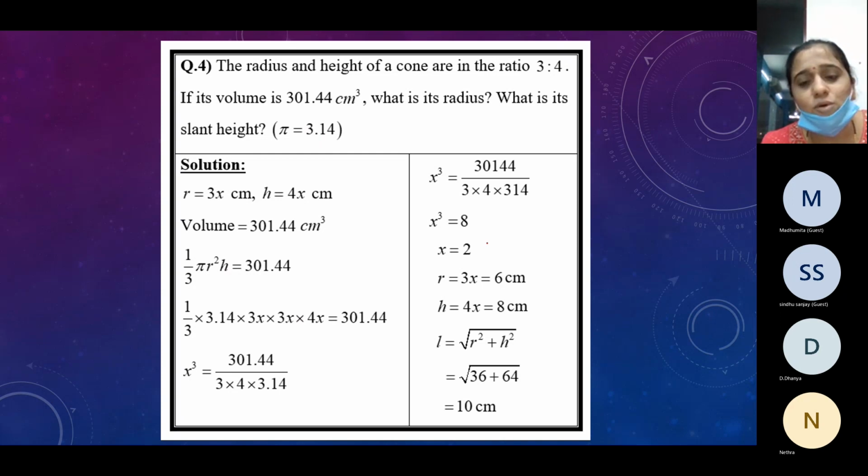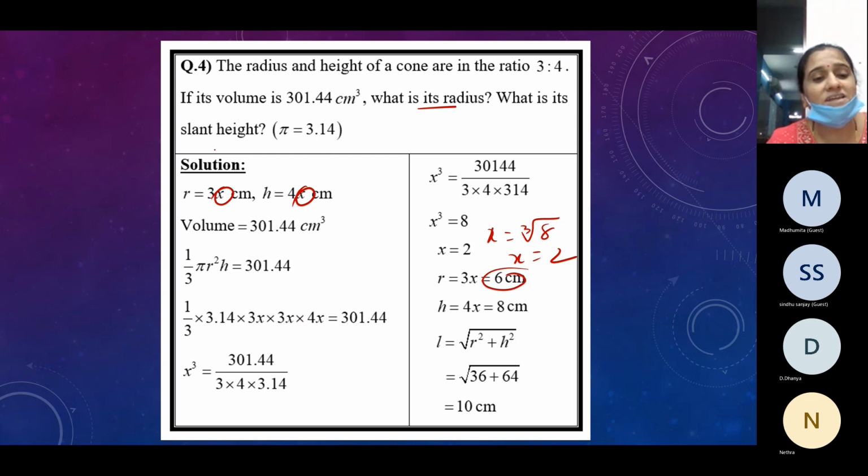So x is equal to the cube root of 8. X is equal to 2. Now x is 2. That means the radius is 3 into 2, 6 centimeters. And the height is 4 into 2, 8 centimeters. Now we should find what radius. We found the radius. Radius we found is 6 centimeters.